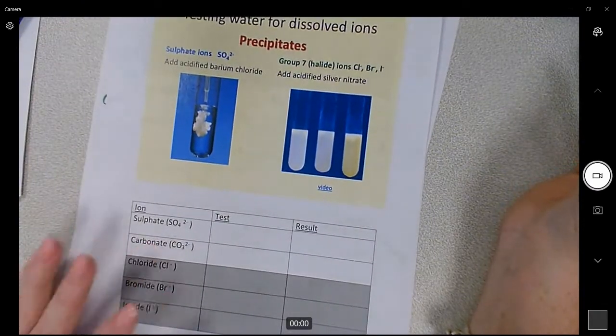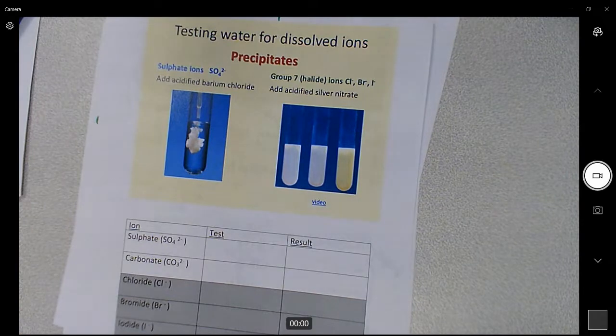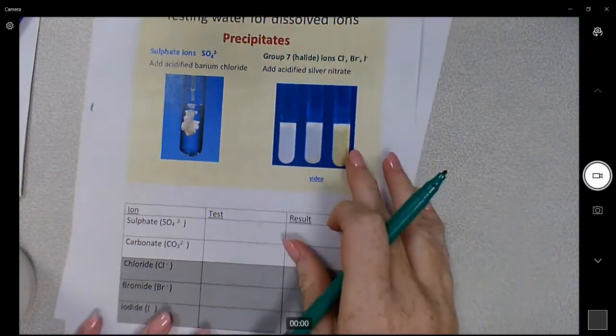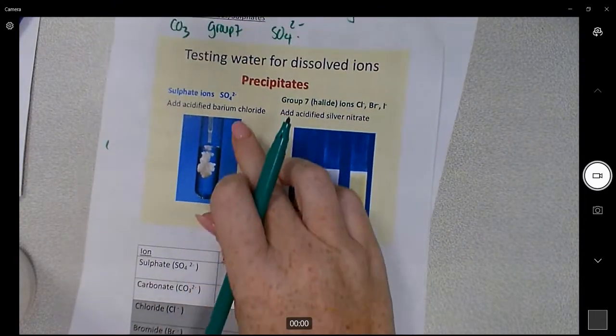So you can see we've got solutions again. So we're looking at precipitates. So we know that's a solid forming in a liquid, and those precipitates have a specific colour. So we'll start off with the sulfate ions. So our sulfate ion, really straightforward.